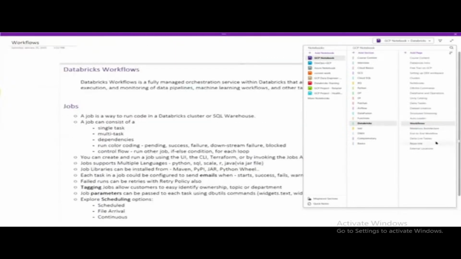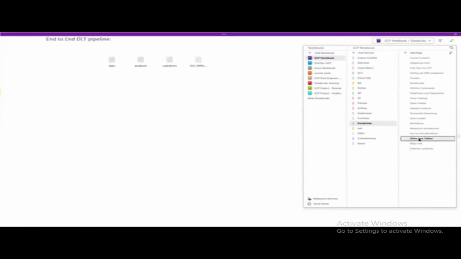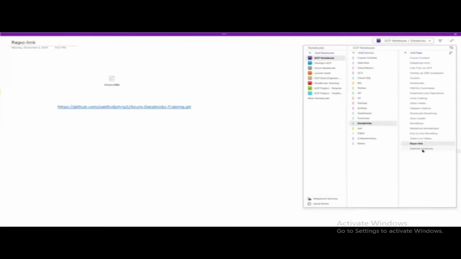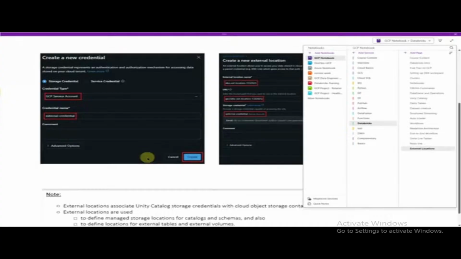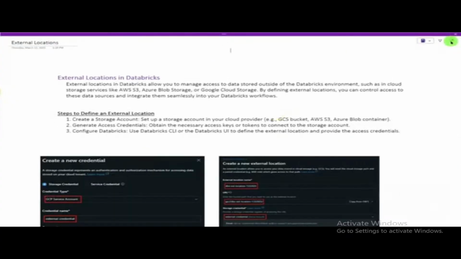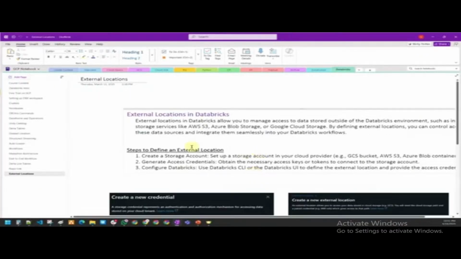How do we set up the workflows? Medallion architecture, end-to-end workflows, Delta Live Tables, and repository link. And what are external locations also we have it. So everything is mentioned here. Everything is mentioned here, guys. So this is a course where we are ending with Databricks, guys. So end to end, everything is there.